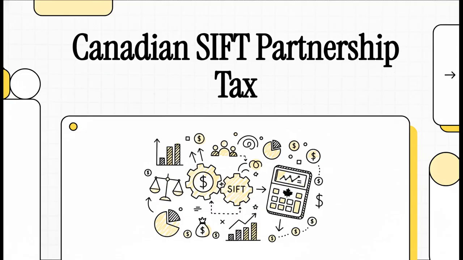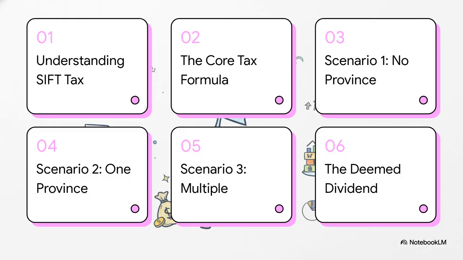All right, welcome everyone. Today we're going to dive into a pretty interesting and sometimes tricky part of Canadian tax law. We're talking about the tax on specified investment flow-through partnerships. You'll hear me call them SIFT partnerships. Our goal here is to really demystify how this tax is calculated, and we're going to do it step by step.